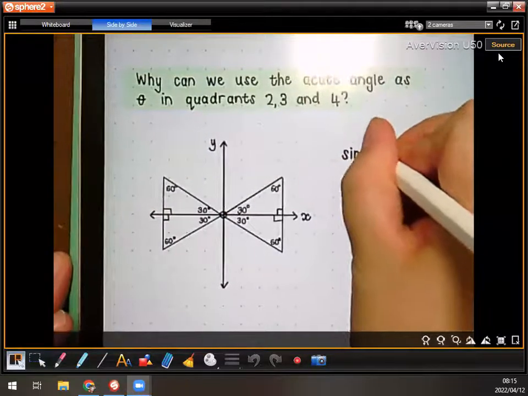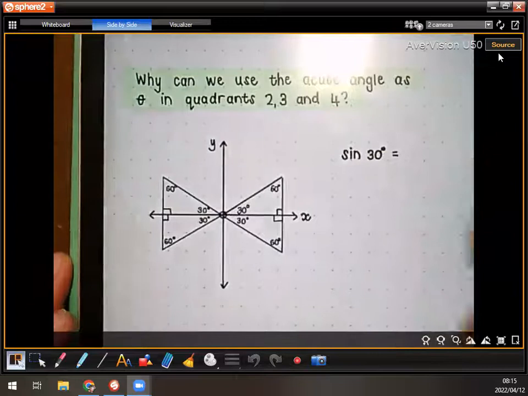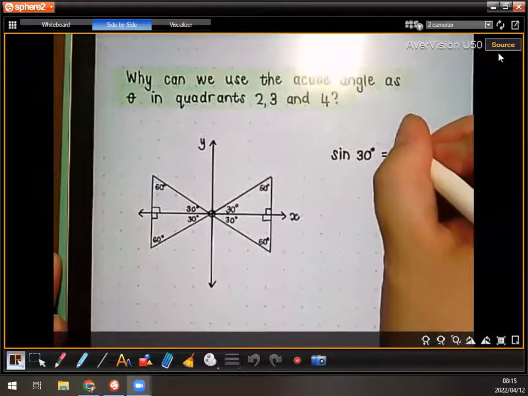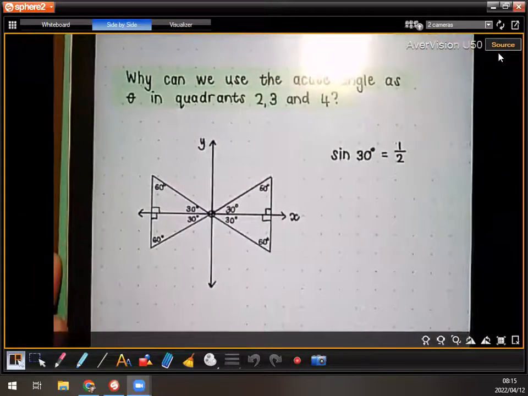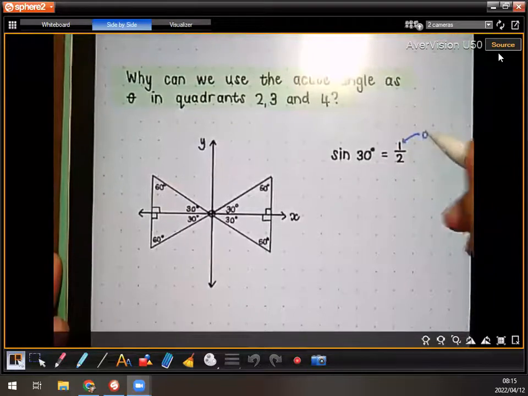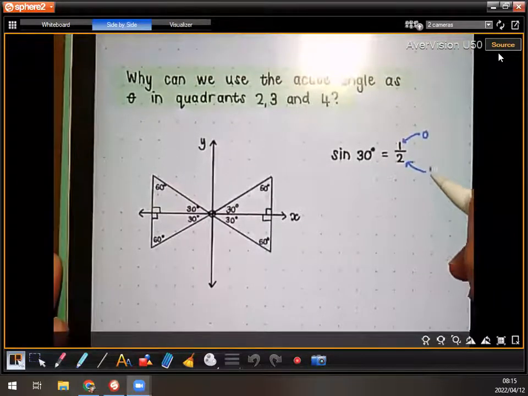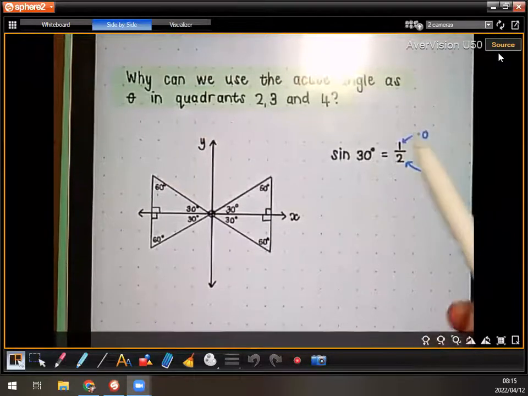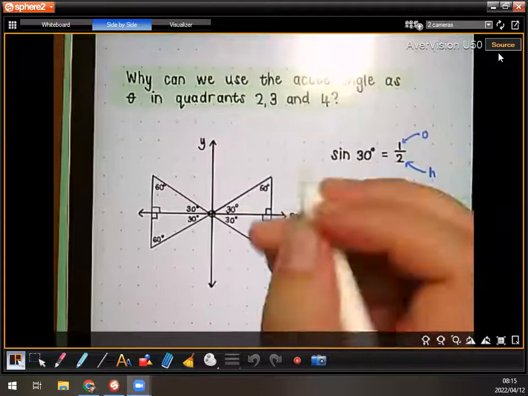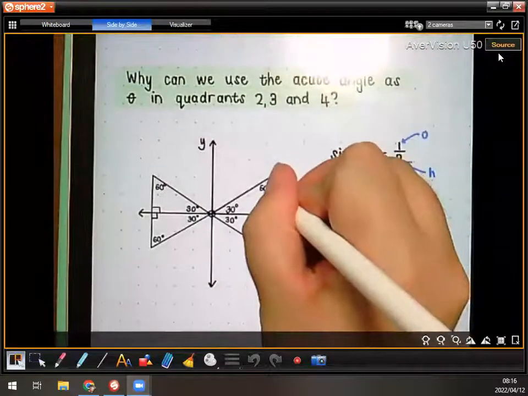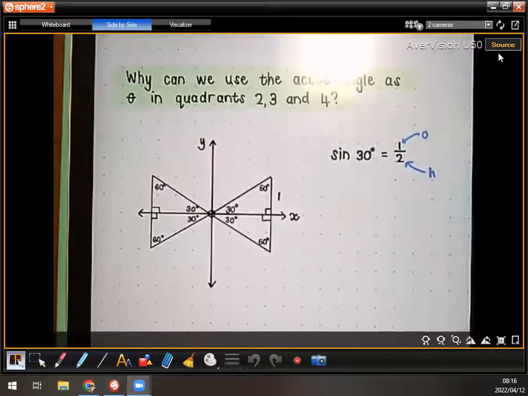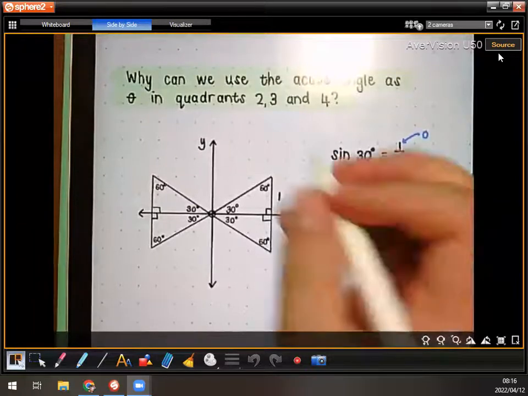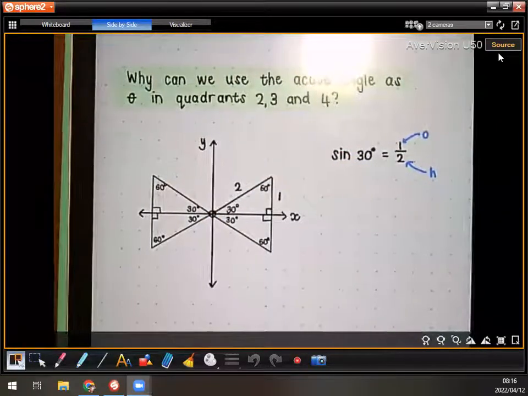Sine of 30 degrees is equal to 1/2. And we know that sine is opposite over hypotenuse. So if we have a triangle with a 30-degree angle in it, and we know that sine 30 is 1/2, then the opposite side to the 30-degree angle is going to be 1. It will have a length of 1, and the hypotenuse will have a length of 2.